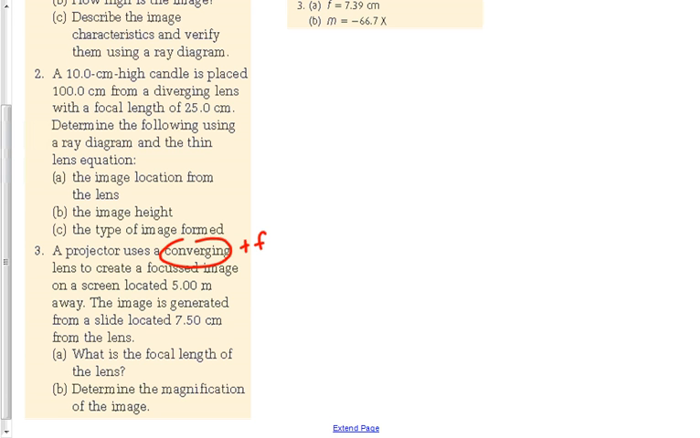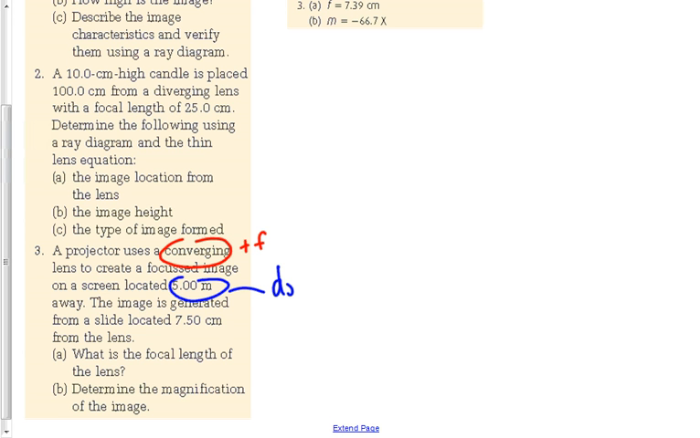It's a converging lens to create a focused image on a screen that's located 5 meters away. That's going to be my DO, 5 meters away. Look, the image is formed at that point, 5 meters away from the lens. It's formed on a screen, so that means we know it's what kind of image, real or virtual? It's got to be a real image. You can't project a virtual image onto a screen. It's a real image on a screen, and therefore it's got to be a positive 5.0 for the image distance.